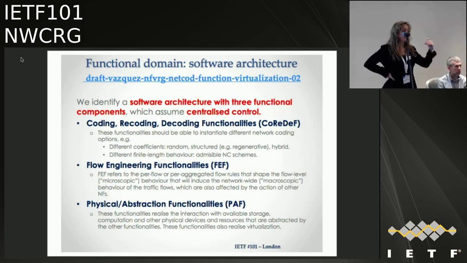Of course, this means that with our functions, we should be able to instantiate different network coding options. For example, different types of coefficients: random, structured, regenerative, or hybrid, and different behavior at finite length. For example, different admissible network coding schemes.